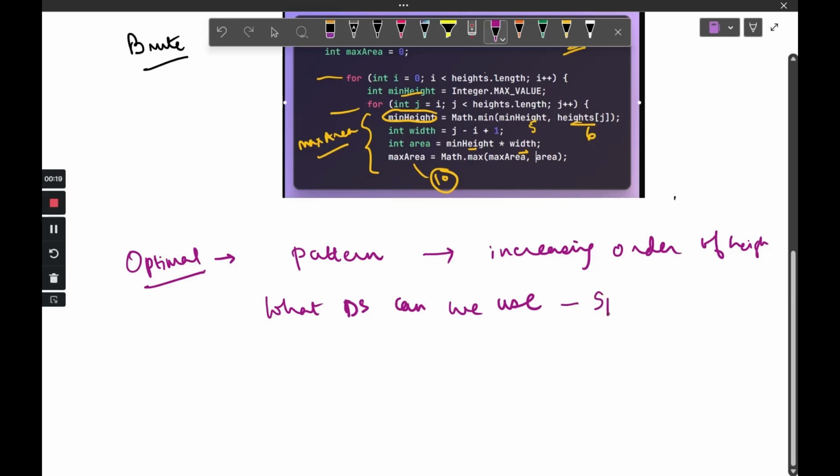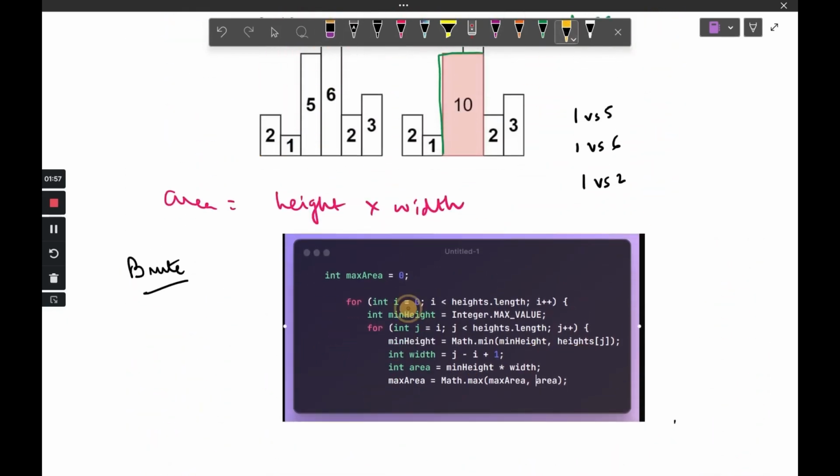Special data structure to solve this problem. So the data structure that we are going to use is stack. Why are we using a stack over here? Think of this. Now, this is the brute force code that we have. Understanding this is important. If you don't understand the brute force code, you will not be able to optimize the solution.